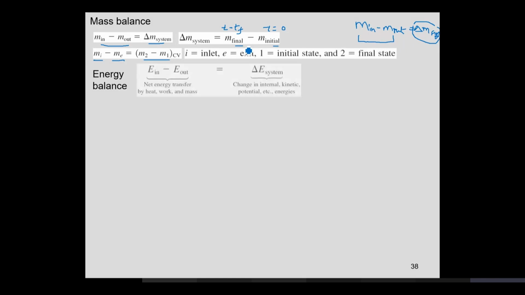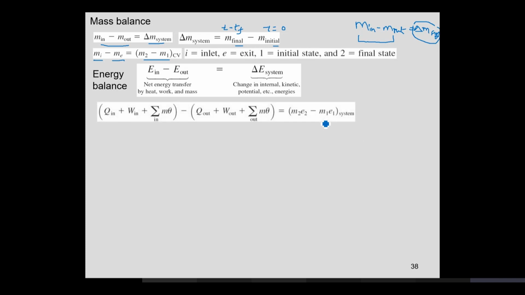Similarly, the energy balance equation refers to the energy transfer due to heat, work, and mass. So you say that heat is coming in, work is being done on the system. M theta, this is referring to the inlet, and the mass flow rate at the inlet is constant and steady throughout the process. Similarly, Q out, W out, and m out, this is at the exit. Again, this is also constant. What is not constant is the mass at the initial state and the mass at the final state. This is the energy of the system.